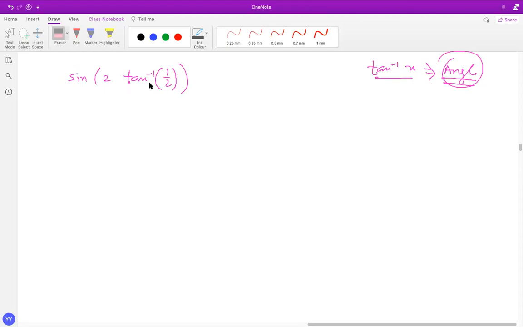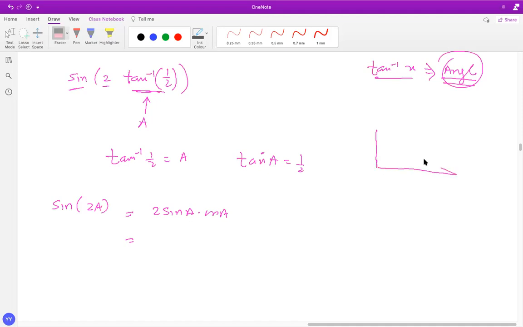So what I'm finding is sine of 2 times some angle. Let this angle be A, so let tan inverse of half be A. What I'm actually finding out is sine of 2A, which will be 2 sine A cos A. Firstly, if tan inverse of half is A, then tan A is half. And what we get is, you draw the triangle.